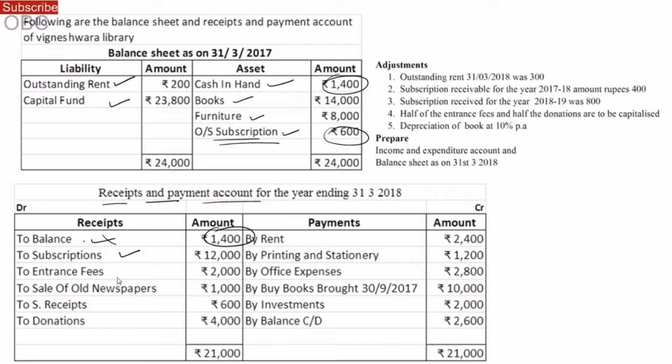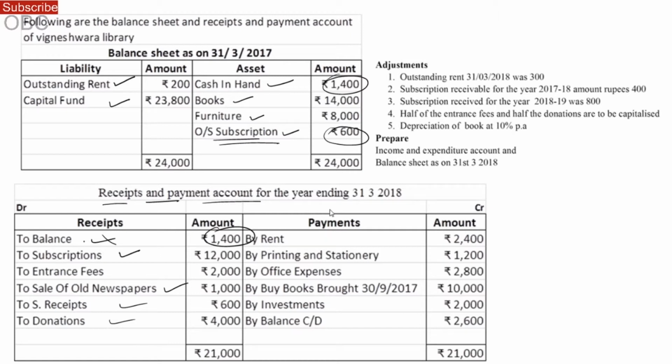Next, to entrance fees. If they have given any entrance fees capitalization like that, we'll handle it in a specified way. So for now, we are moving next to sale of old newspaper. By sale of old newspaper, they're getting 1,000 rupees. Okay, next, sundry receipts, 600 rupees, that's also an income. Next, to donation. Again, if we have any capitalization for the donation, we need to consider it. So we'll discuss that more in the adjustment part.